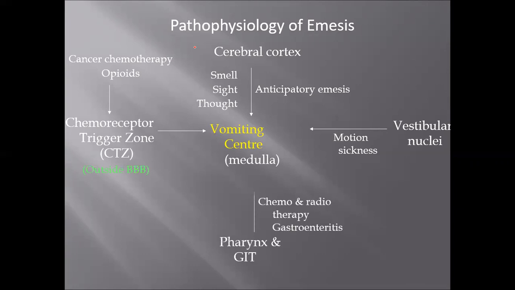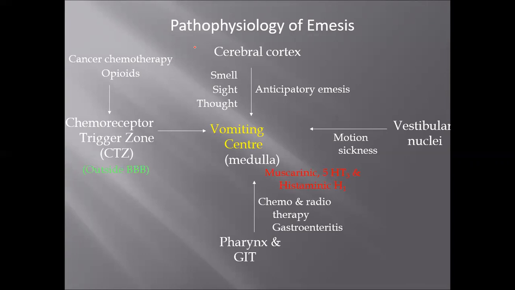And then we have the stimuli that are present in the pharynx and GIT, where it could be due to chemotherapy, radiotherapy, or gastroenteritis. And one of the common factors is that sometimes the gag reflex tends to induce nausea and vomiting.